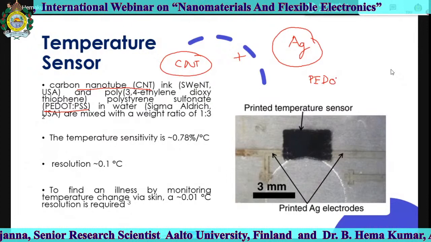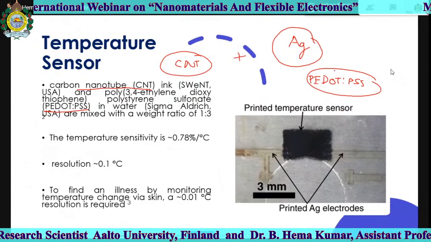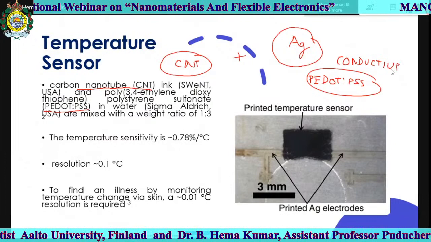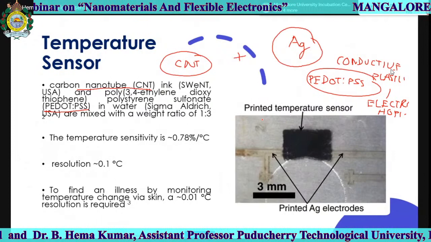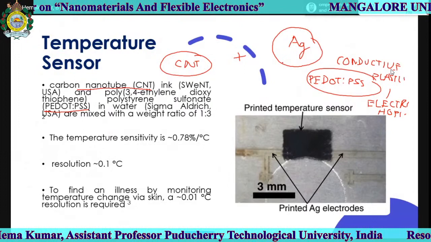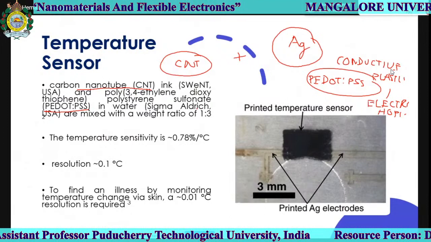Actually, the technology of PEDOT:PSS amazes me. It is a category of conductive plastics, where we use the technology of electron hopping. You might know what electron hopping is. Using that, we have conductive plastics. So the carbon nanotube ink and the silver ink or gel are mixed together, cured at 70 degrees centigrade, and used. So particularly this is a printed temperature sensor.